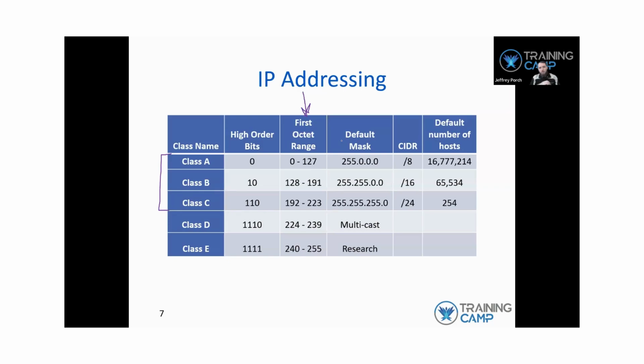Now, admittedly, Class E was reserved for research purposes, especially because when IPv4 existed, they never thought they were going to use all of this address space. So they just put a slice of the pie aside, and it never truly got thoroughly used.